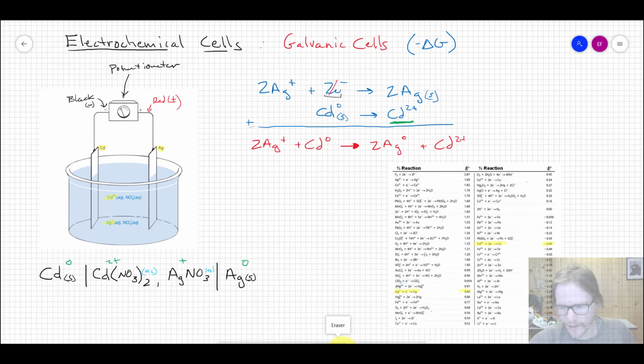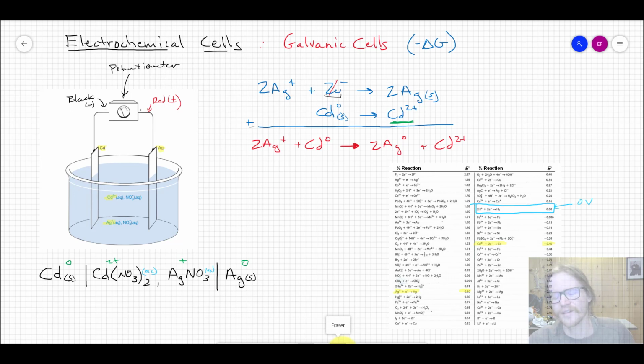You can see that zero value on this list of standard reduction potentials. That half reaction that we just arbitrarily chose as 0 in terms of voltage is the reduction of protons in water to make hydrogen gas. You can see that that's at 0 volts. Everything is with respect to that. So it's either higher in energy or lower in energy.